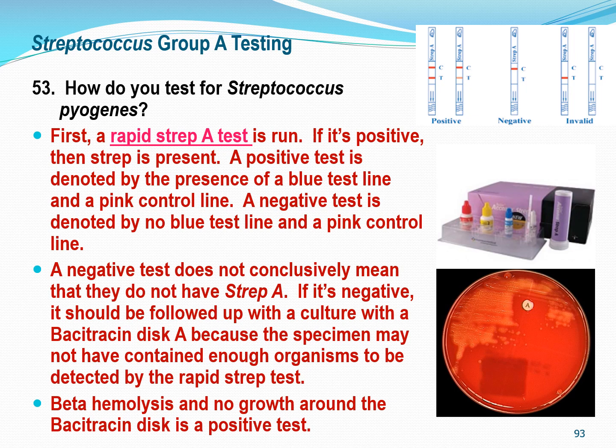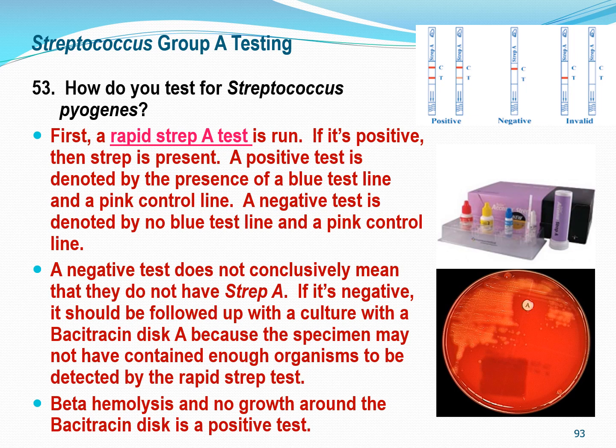A negative test does not conclusively mean that they do not have strep A. If it's negative, it should be followed up with a culture with a bacitracin disc, because the specimen may not have contained enough organism to be detected by the rapid strep test. Beta hemolysis and no growth around the bacitracin disc is a positive test.